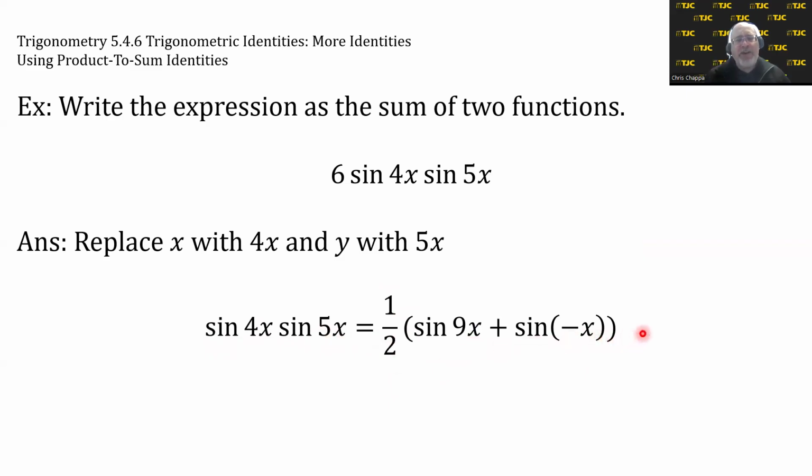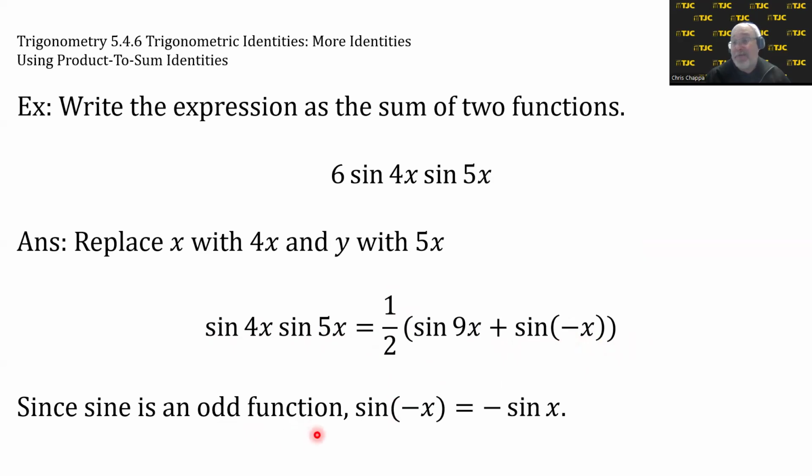But wait a second, a negative inside of a trig function can always be dealt with. Since sine is an odd function, which means opposite inputs yield opposite outputs, then sine of negative x equals negative sine of x. So we're going to take this negative out and put it in front just to make it look cleaner.